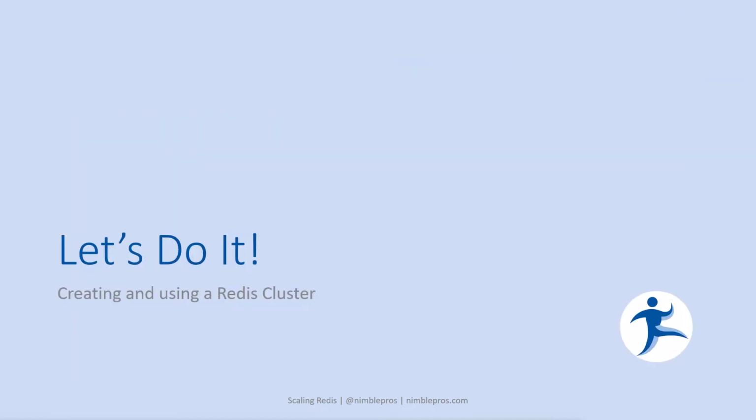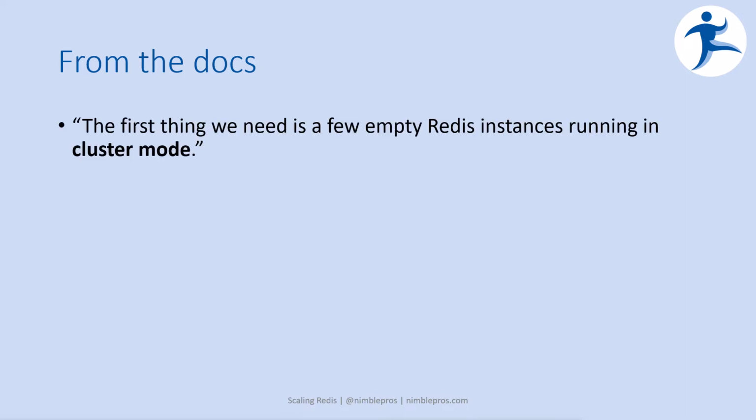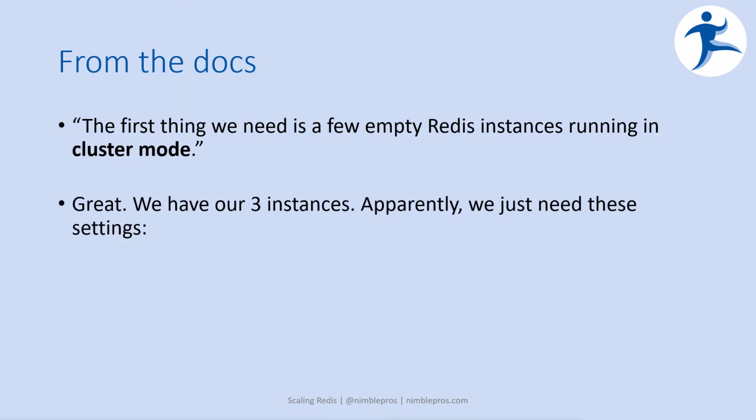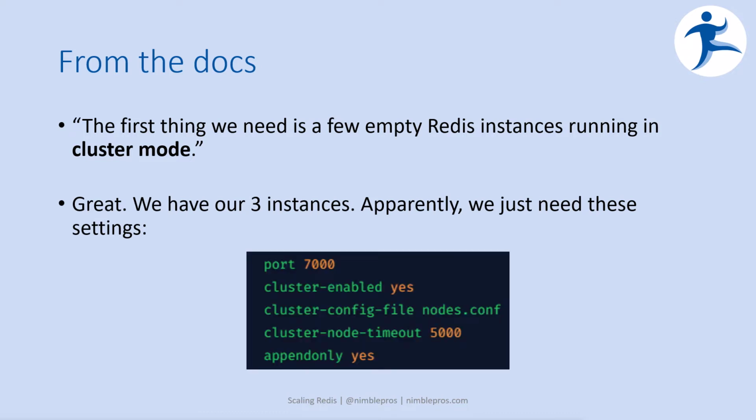All right, so let's go ahead and create a Redis cluster out of our 3 individual Redis instances that we already have. First, we're going to review the documentation. The first thing it says that we need is an empty Redis instance running in cluster mode. Well, great, we have our 3 instances. Apparently, we just need to configure these settings. Oh, and if you end up needing it, the flush all command will empty a Redis instance so you can perform the clustering operation on it, assuming you're okay with losing whatever data is on it.